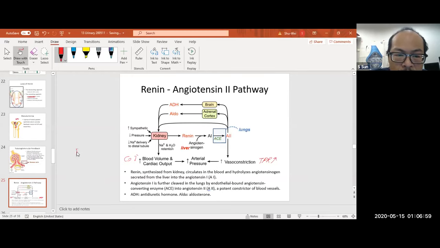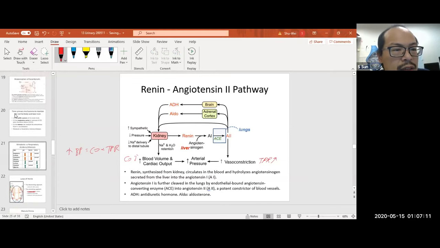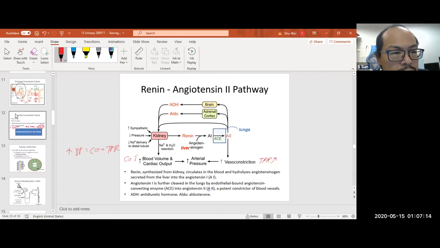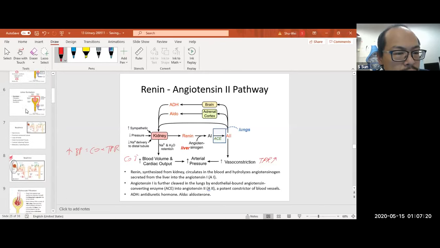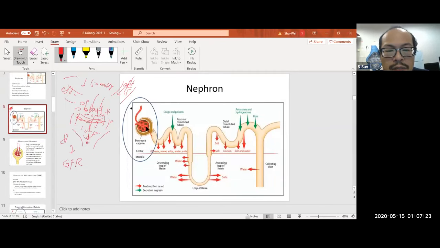TPR, CO, we know that blood pressure, BP equals CO times TPR. So we can increase blood pressure. By increasing the blood pressure, it will increase the hydrostatic pressure to push the fluid through that glomerular capillary to increase the filtration pressure. And that can increase the filtration rate to increase the GFR.